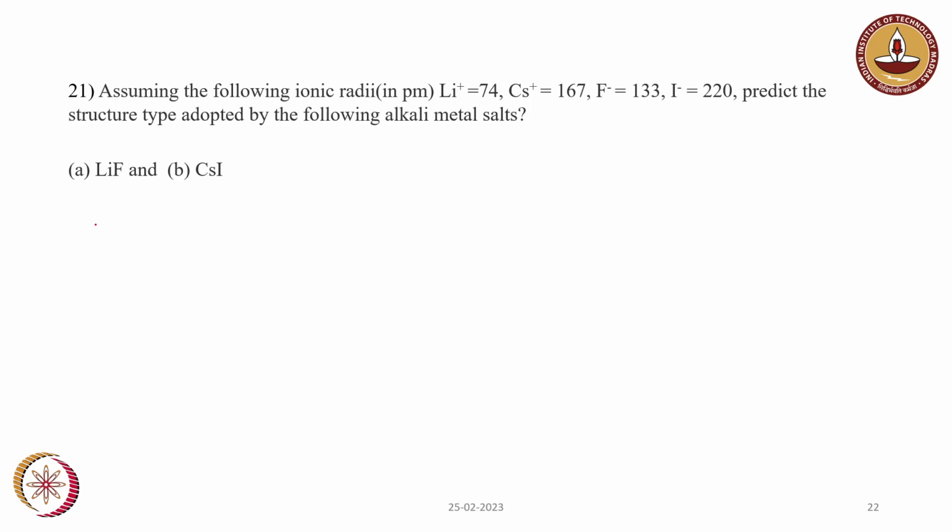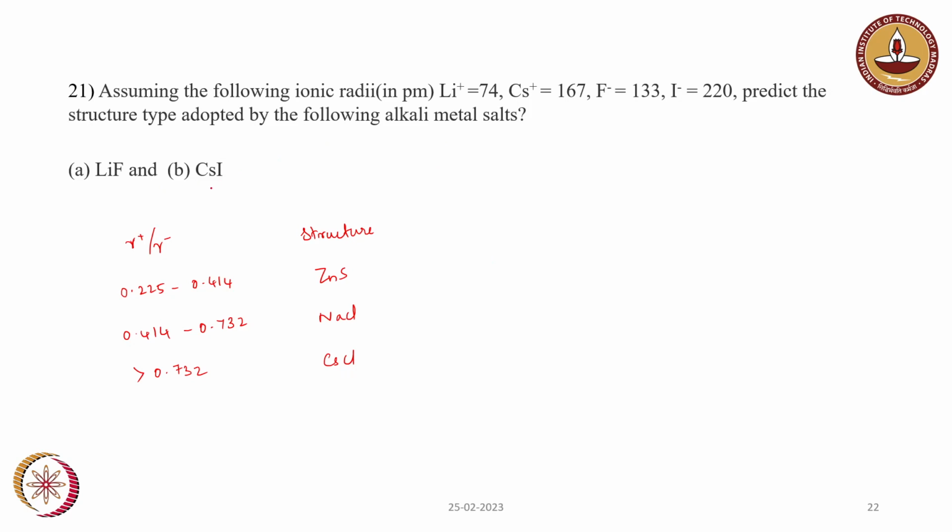We know that with the radius ratio rule, which is the cation to anion radius ratio, we can predict the structure. If the cation to anion ratio is between 0.225 to 0.414, the structure is zinc sulfide, and if it's between 0.414 to 0.732, it is sodium chloride structure, and if it's greater than 0.732, it's expected to form cesium chloride structure.